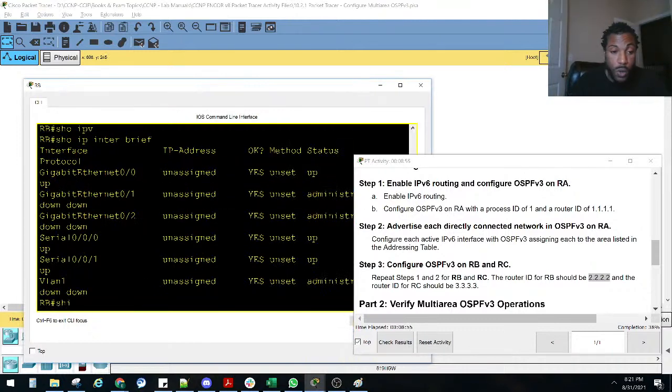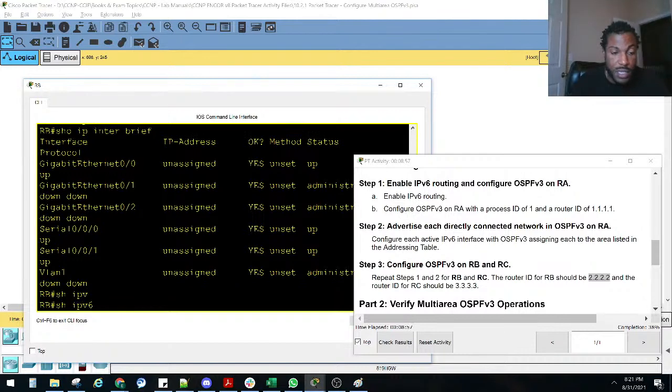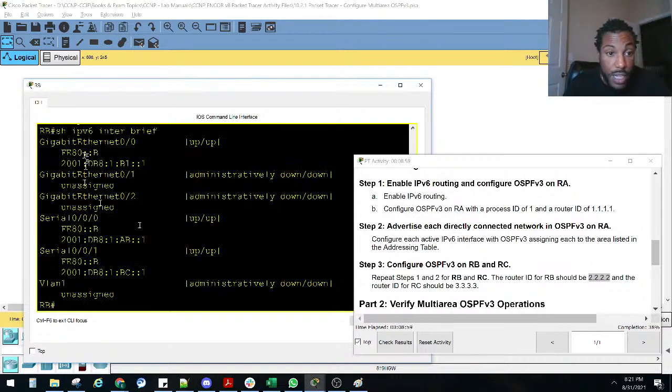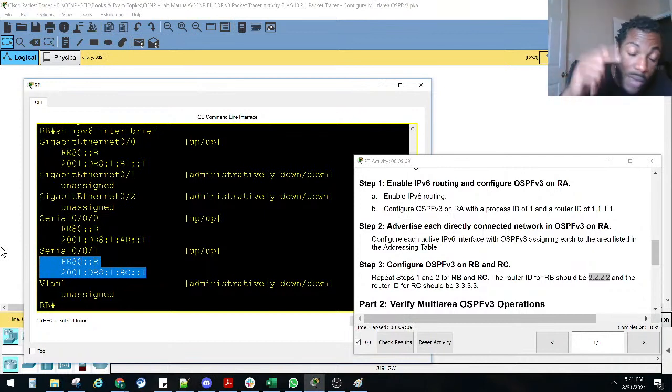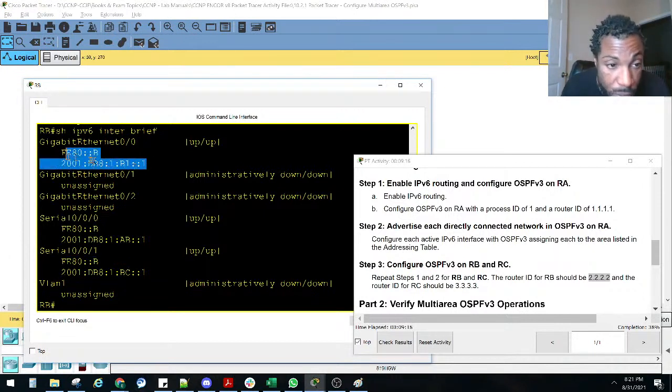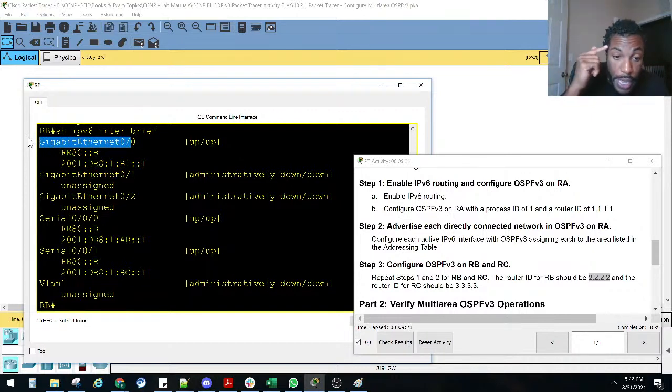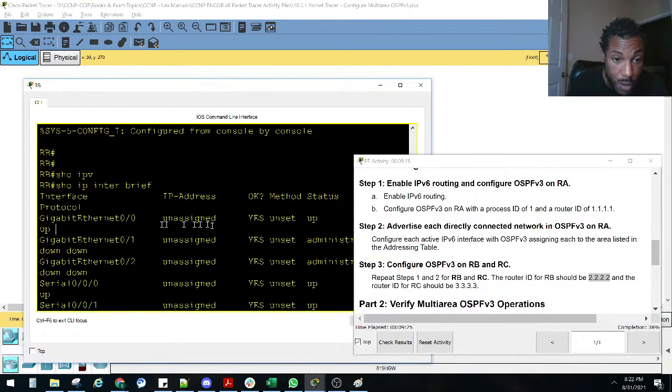Well, what if we do show IPv6 interface brief? Well, look at that. We have a bunch of IPv6 addresses. Why didn't they choose those for router IDs? You know why? Because even with IPv6, they choose the router ID as a 32-bit address. It looks just like an IPv4 address. So even though we have some IPv6 addresses configured on these interfaces, it chooses a 32-bit address that is configured on one of these interfaces. But none of them are configured, so that's why it couldn't pick a router ID.